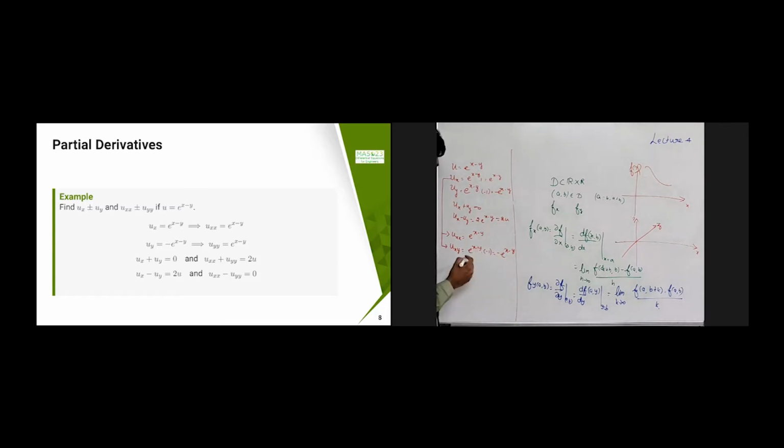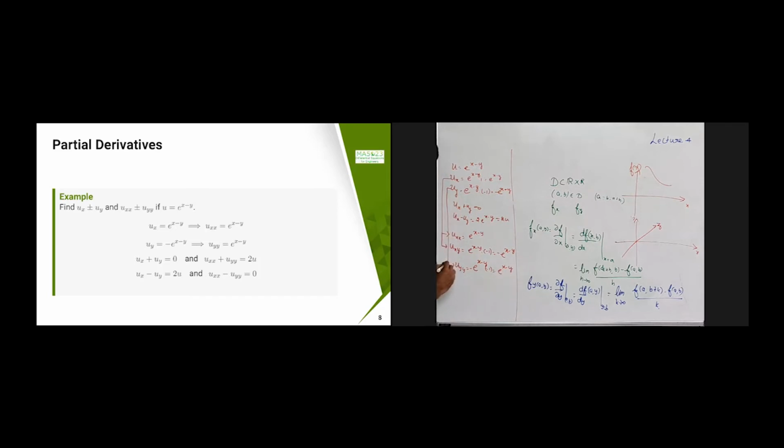Same way, from here I can define uyy. So uyy is going to become minus e power x minus y, into, again I have to differentiate with respect to y, so minus y, another minus is going to come. Therefore, it is going to become e power x minus y.